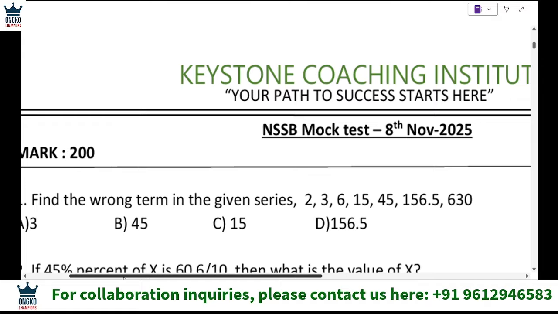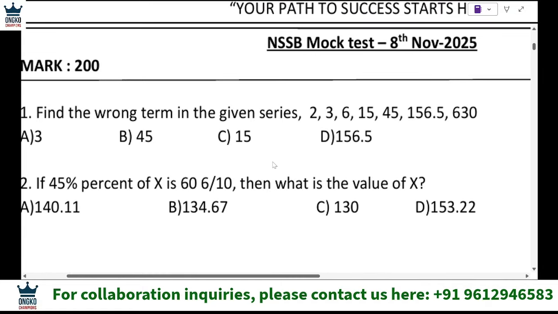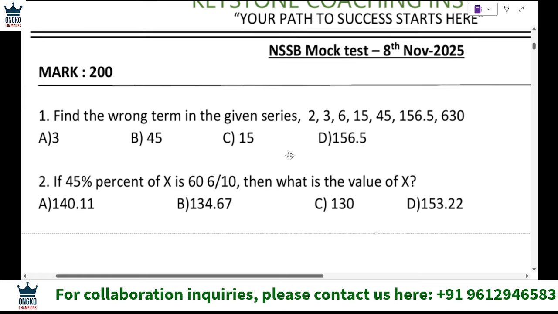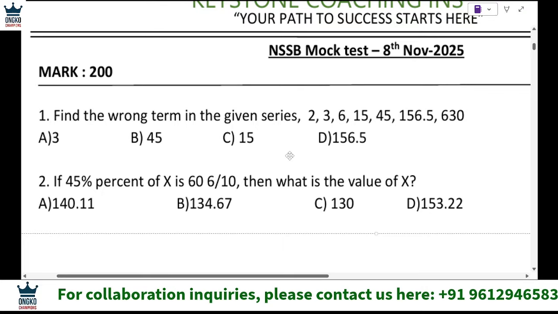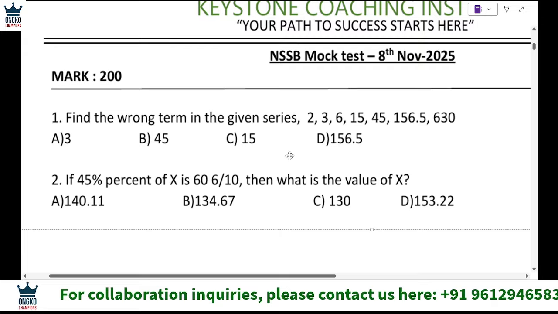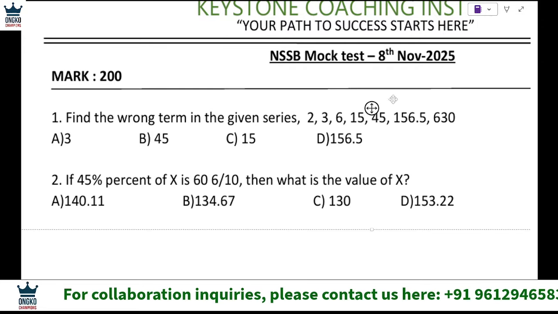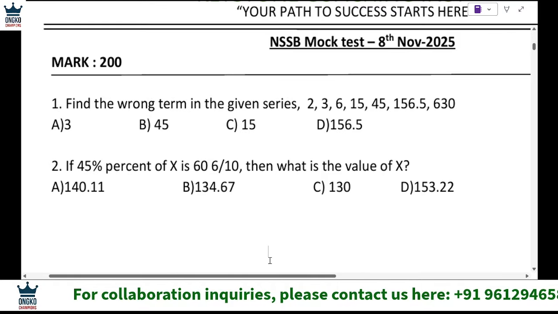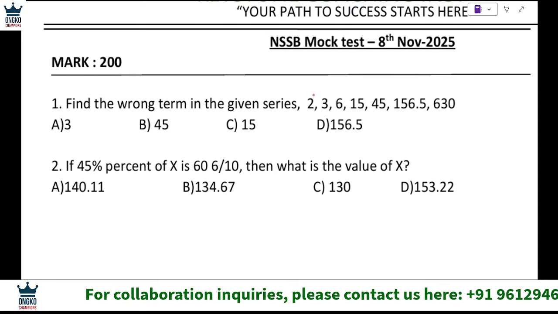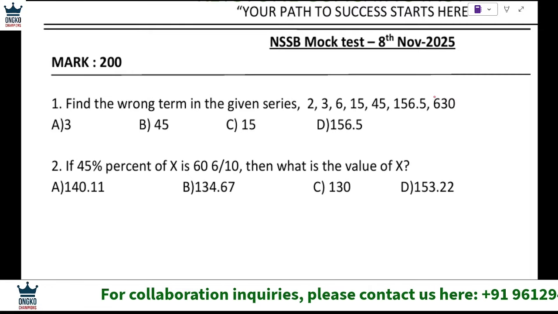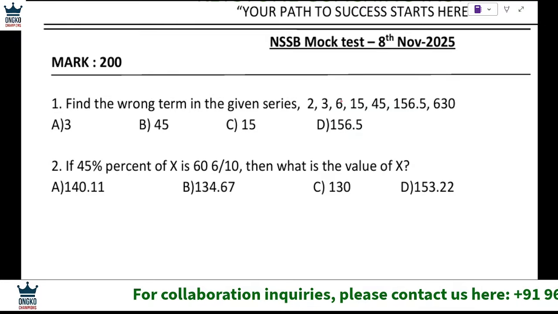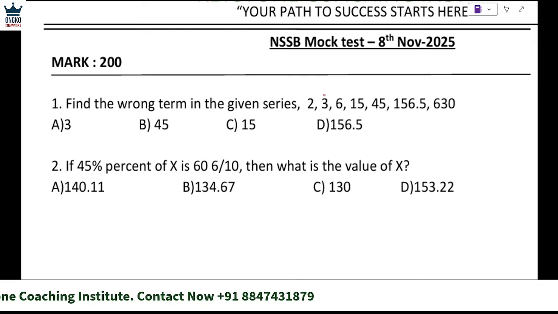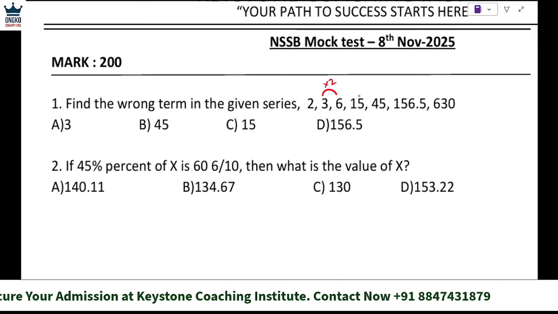So we have 2, 3, 6, 15, 45, 156.5 and 630. Right, let's give it a try. If we look at it very closely, it is increasing. Now we need to find the wrong number. So 2, 3, 3, 6, that means 3 is 2 times, and then here this is 2 times, this is 3 times.